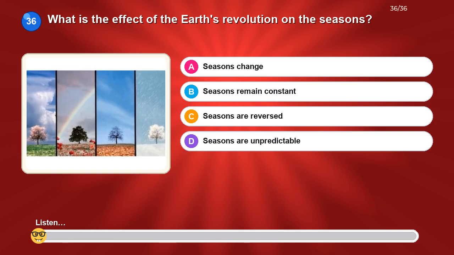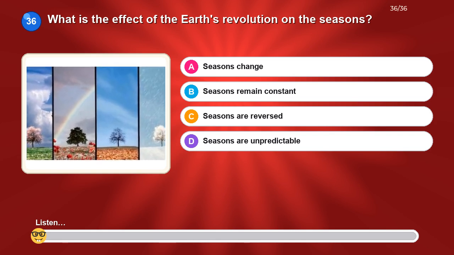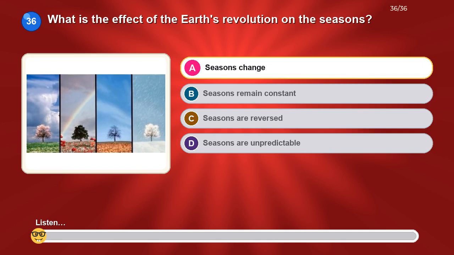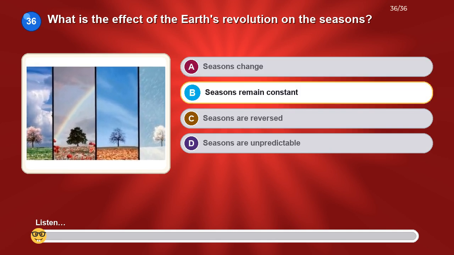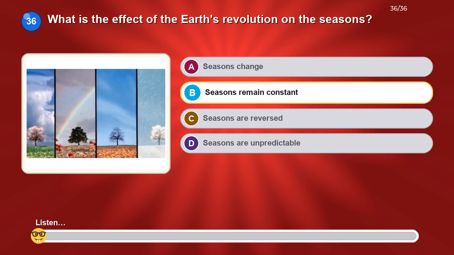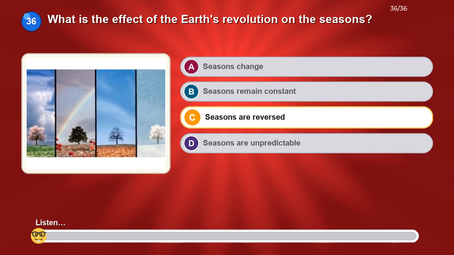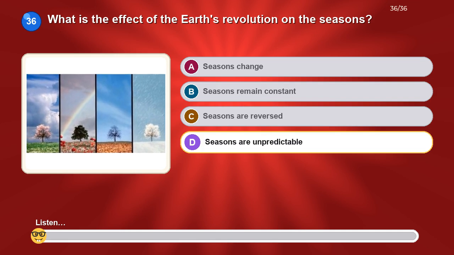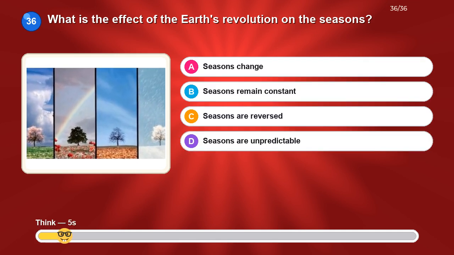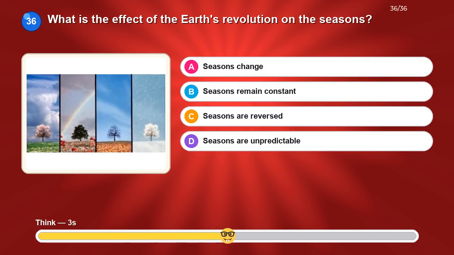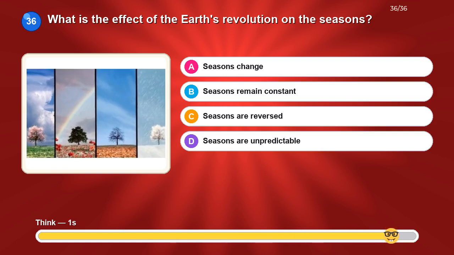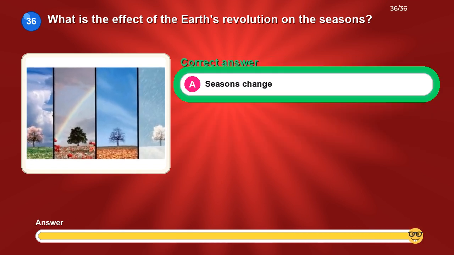What is the effect of the Earth's revolution on the seasons? Option A, seasons change. Option B, seasons remain constant. Option C, seasons are reversed. Option D, seasons are unpredictable. The correct answer is seasons change.